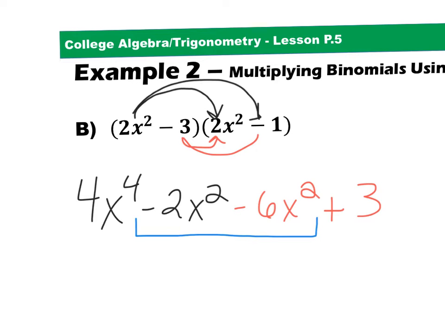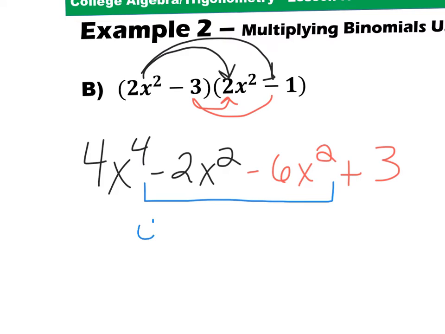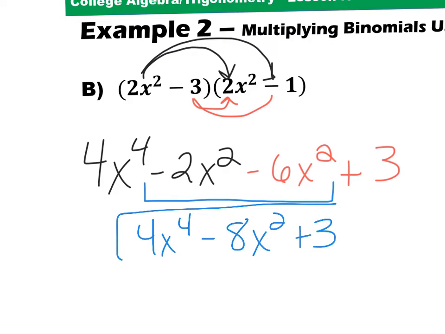Good. Now what can we do in the middle? Combine like terms. Remember, the sign in front of the term goes with it. So I have 4x to the 4th. Negative 2x squared. Negative 6x squared. Negative 8x squared. It's good. And then what? Plus 3. Perfect. Good job.